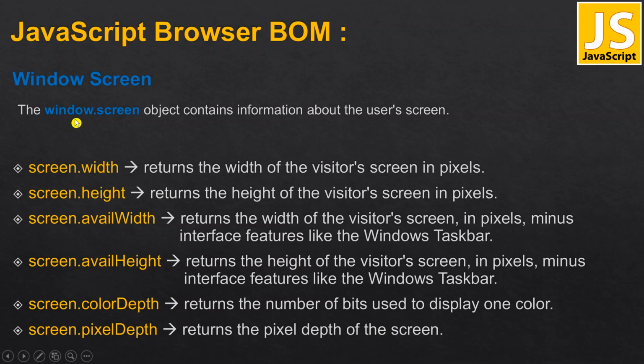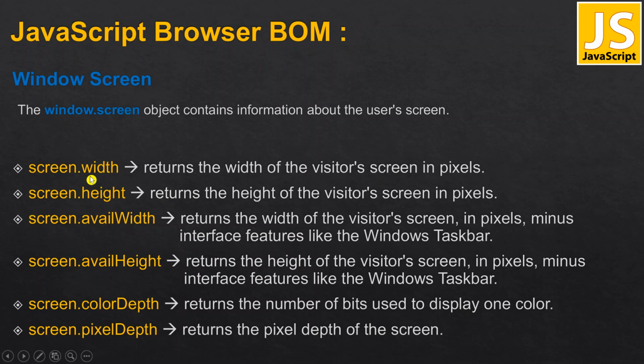You can always exclude this window. Nothing happens if you exclude it and write directly screen dot width. You can also write it as window dot screen dot width. For short code, you can write screen dot width directly by excluding window dot.